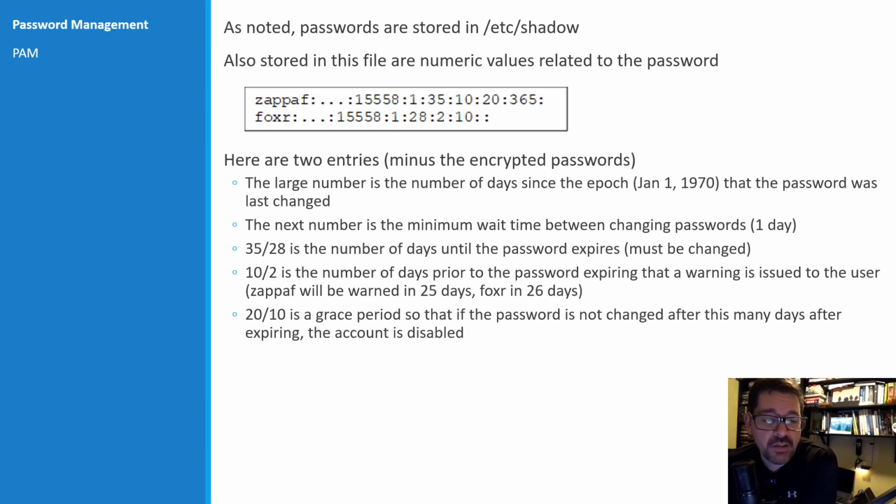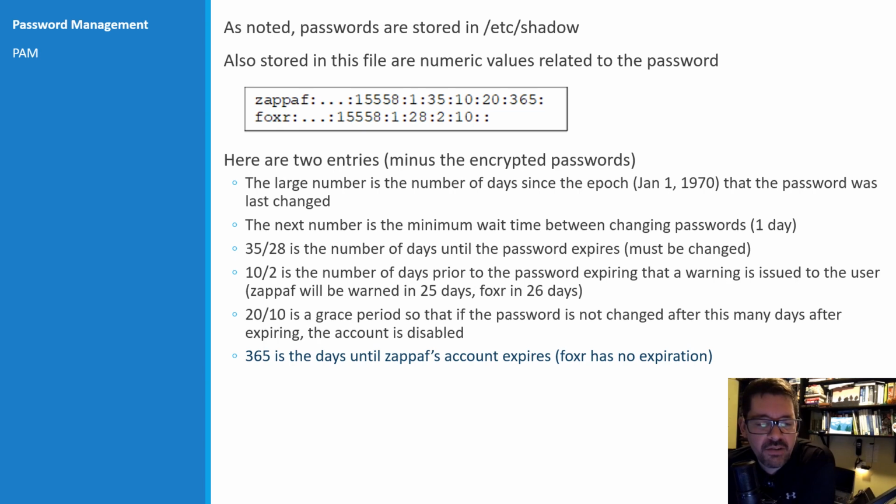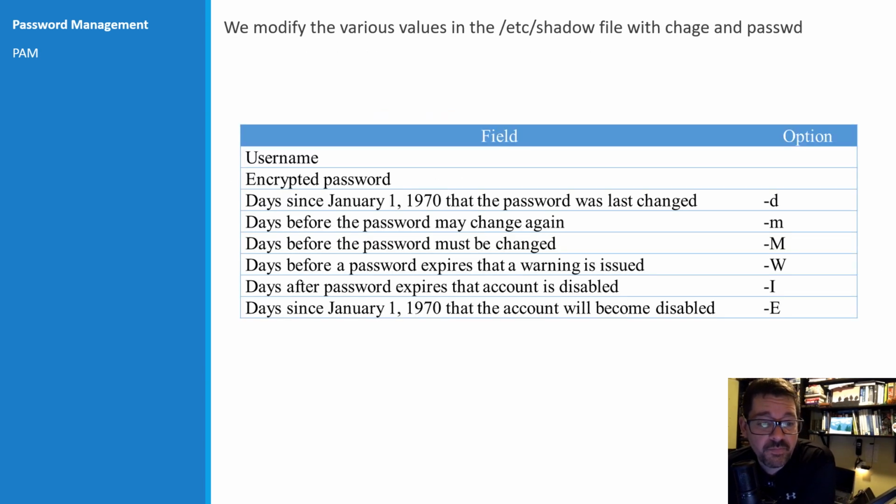So it's 20 days for the one account, and the other account, it looks like 10 days. And then finally, the last number, 365 days for Zapif's, and it's blank for the other user, so there isn't one. That's how many days until the user account expires. So Zapif has about a year before his password expires, and FoxR's password is never going to expire because it doesn't have an expiration. We can modify the various values that you saw in the shadow file.